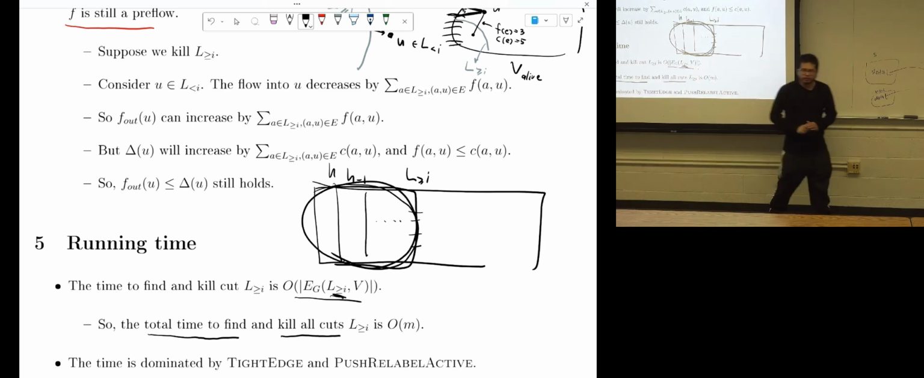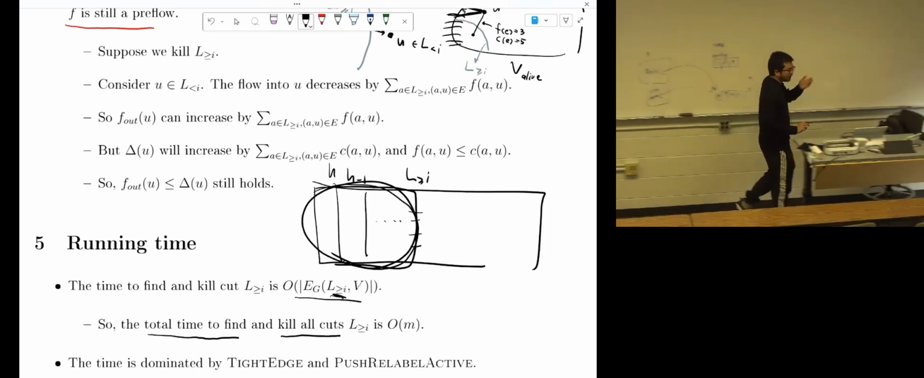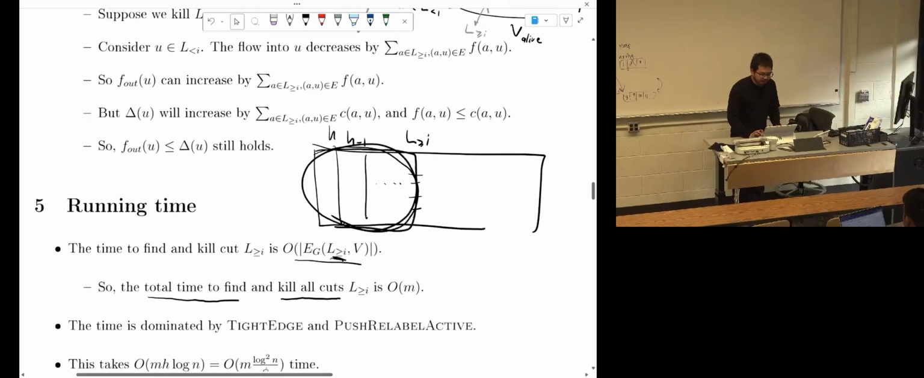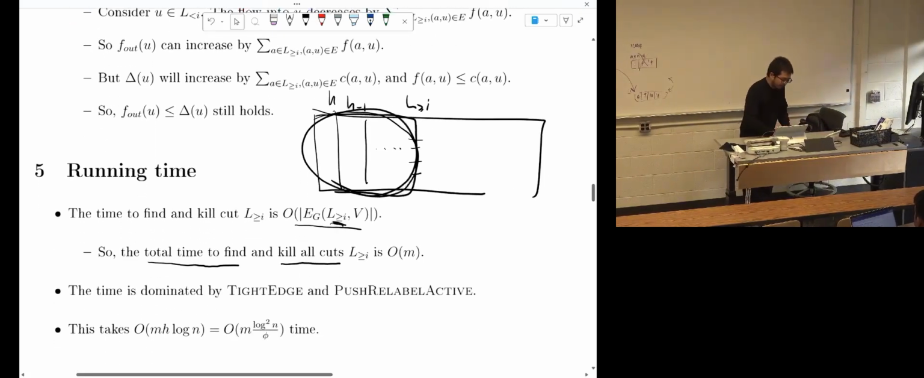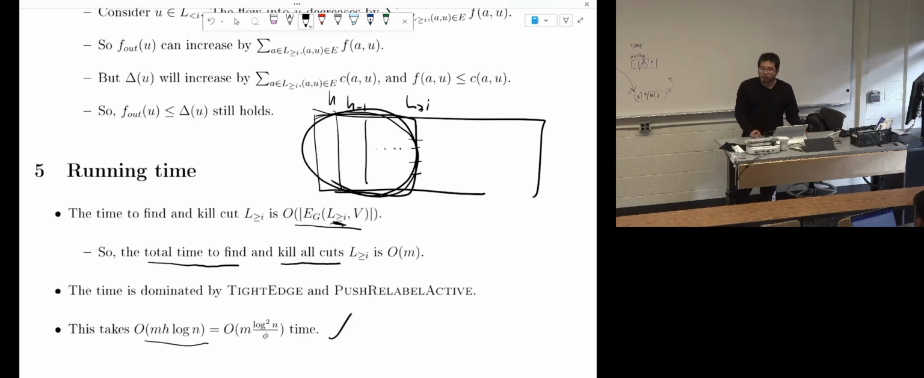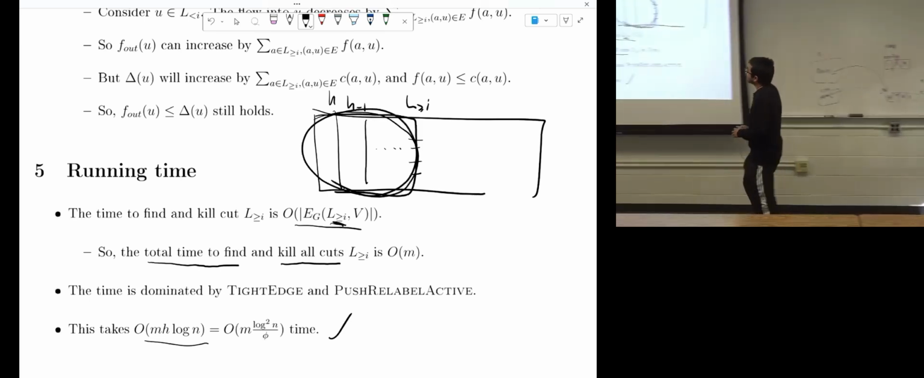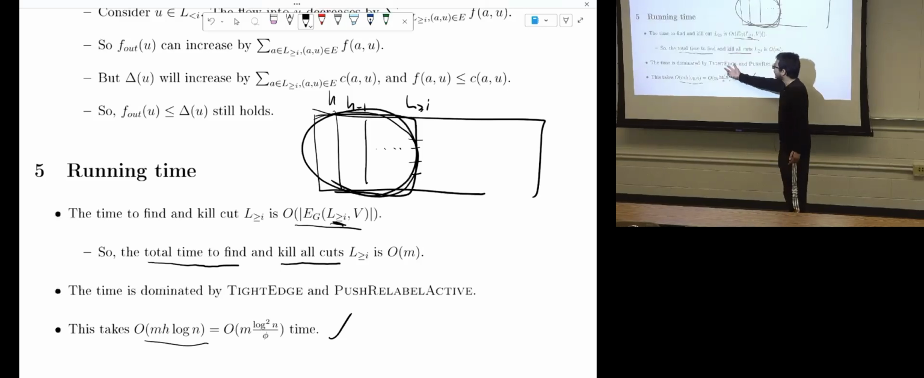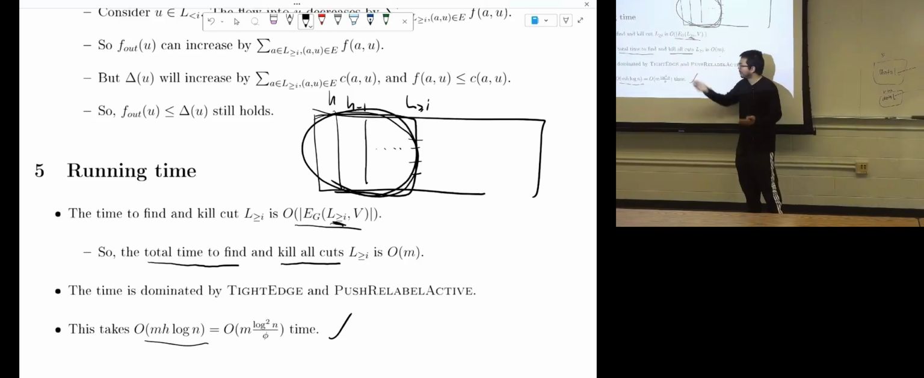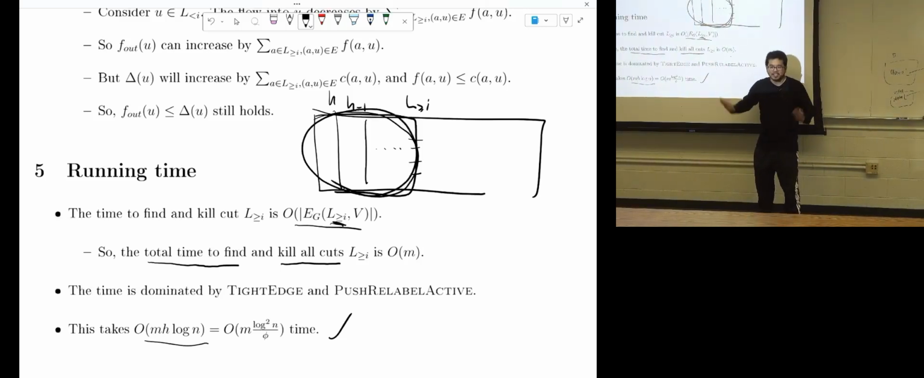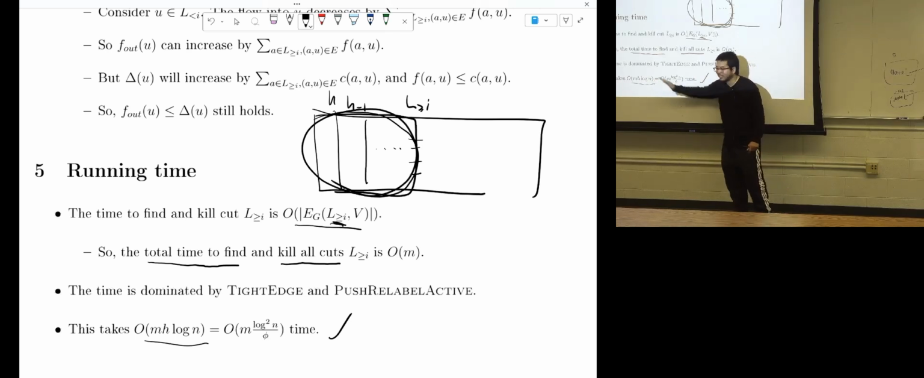So that's nothing. The running time is just dominated by the tight edge data structure and push-relabel. And that's like m h log n, which is from last class. So that's why the running time is good. The point is that you just run this thing once, we don't restart. That's why it's just this running time.